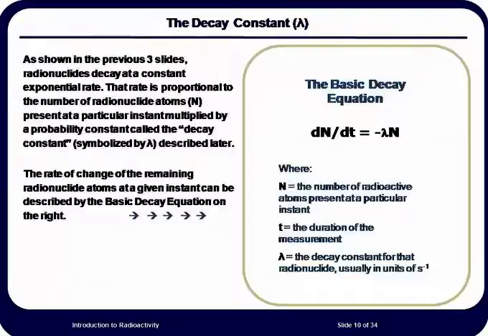The constant is called the decay constant, and it is specific for each radionuclide. The traditional symbol for the decay constant is the lowercase Greek letter lambda. The units for the decay constant are usually given in inverse seconds or inverse time units. We will see shortly how the value of the decay constant for a radionuclide is determined. This is referred to as the basic decay equation.